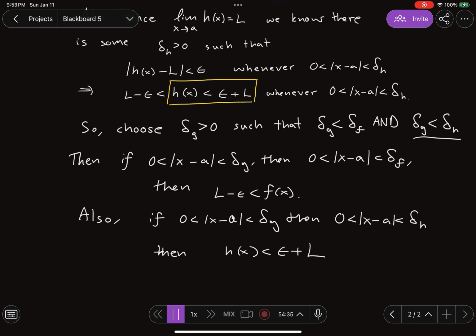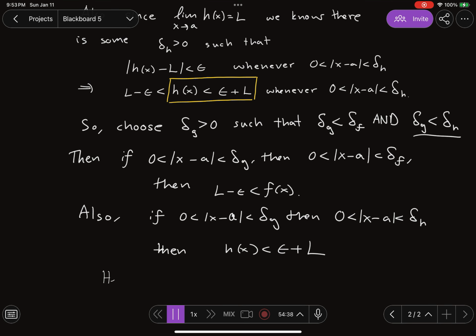And then I'll say, hence, L minus epsilon is less than f of x, which is less than or equal to g of x, which is less than or equal to h of x. And again, this part right here is given to us. That's free. We know that's true for all x near a. All right, we're very close to a. And h of x is less than epsilon plus L.